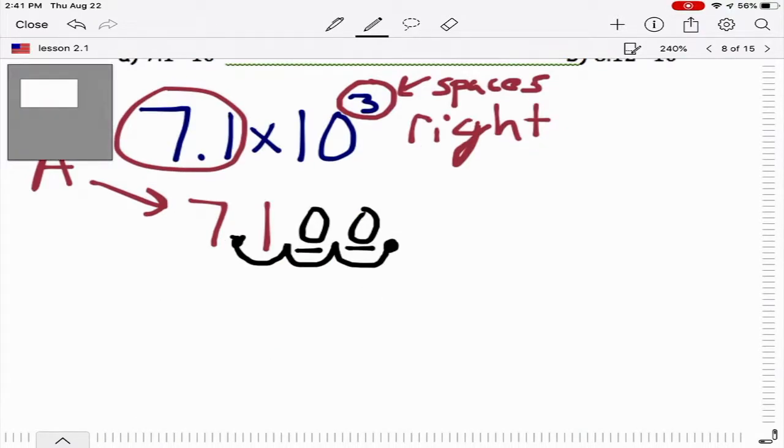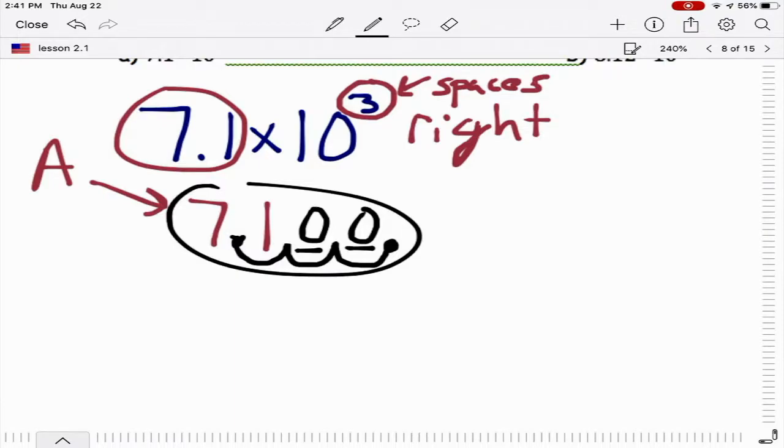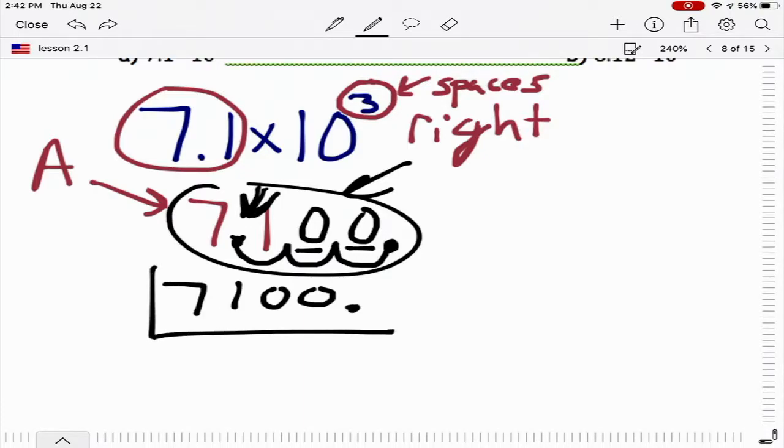My final answer, and you have to rewrite this. I have some kids do this and they circle it. Oh, I'm done. You have a number that has 2 decimals in it. No. Your number is 7, 1, 0, 0. And if you want, you can put the new decimal at the end. But I can't have this as my answer because I need this to go away. Remember, this decimal moved to the right 3 spaces. It can't be there anymore. That's why you have to rewrite it. You can put a comma there so you know it's 7,100. But you don't even have to do that if you don't want to. This is your final answer.